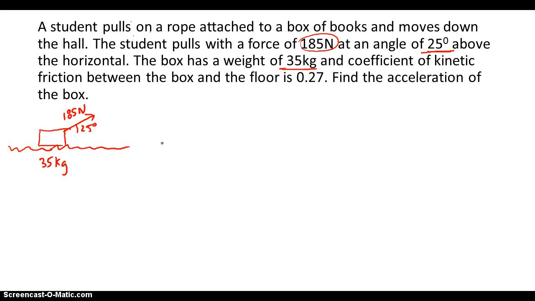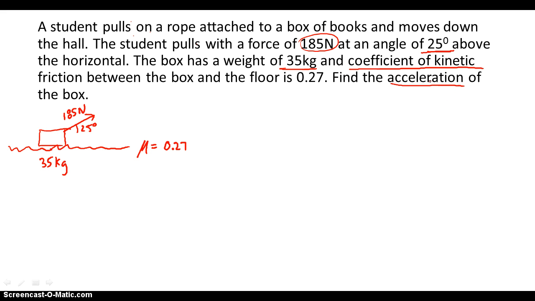But there's friction, and the coefficient of friction, which tells us how rough the two surfaces are, and it's given by this symbol, mu, is 0.27. It tells us how rough the surfaces are. So we want to find the acceleration of this box.